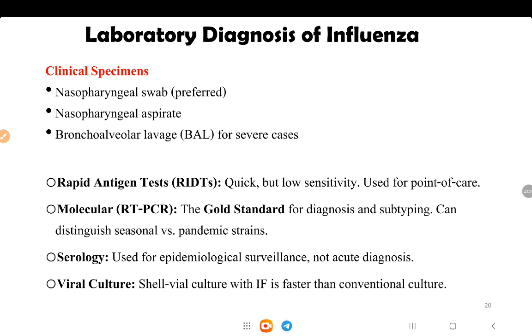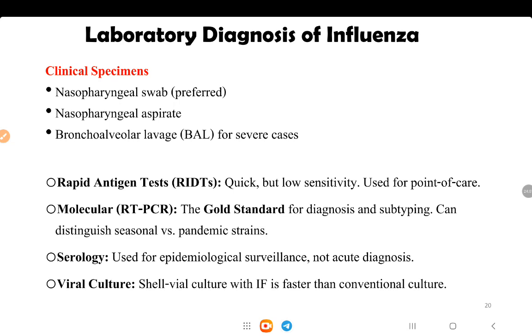For laboratory diagnosis, the most suitable sample for diagnosis of influenza is a nasopharyngeal swab. If it is not available, we can use a nasopharyngeal aspirate. In severe cases, we can use bronchoalveolar lavage.